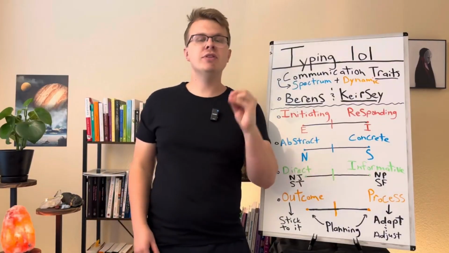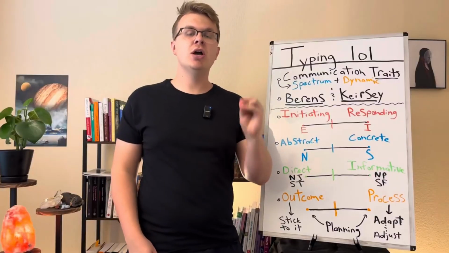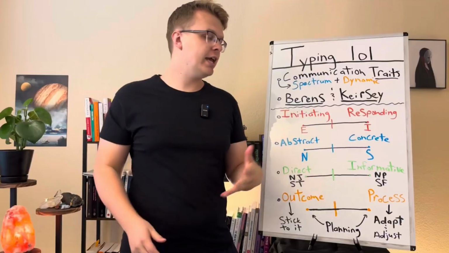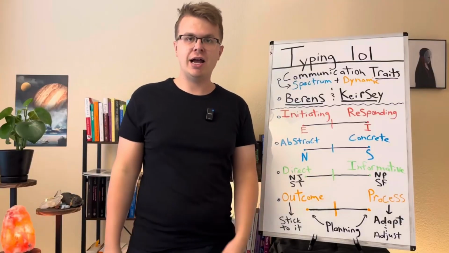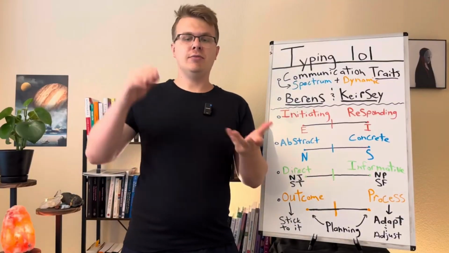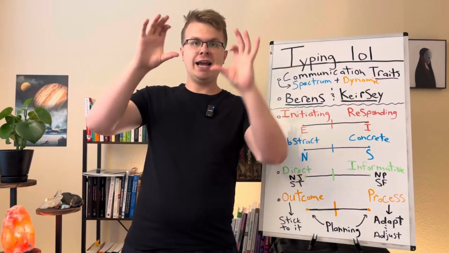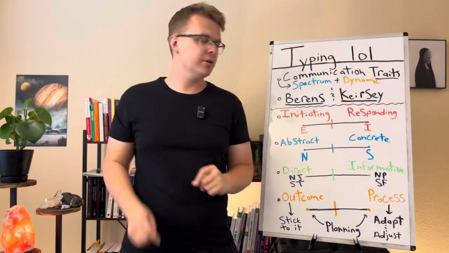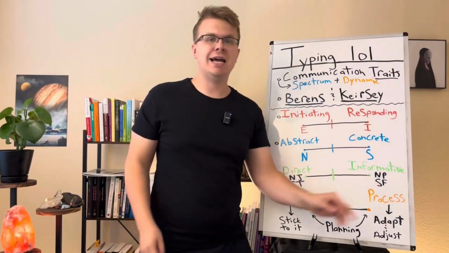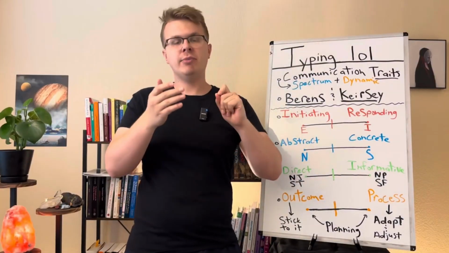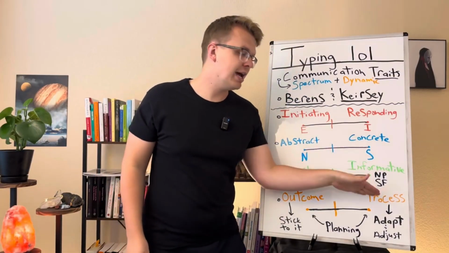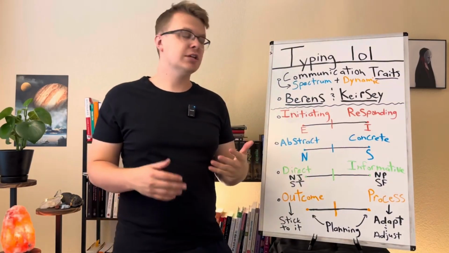A lot of the process types will plan too, but their plans are more adaptable. They adjust the plans on the fly. It's like they have a plan on half a sheet of paper, whereas the outcome type will have 15 pages of paper, and that process type with their half sheet will add information or change or cross out things as things change. So they can still have a plan, but they're still process.